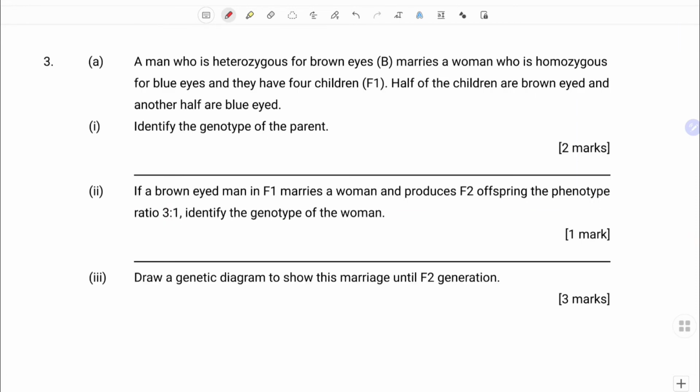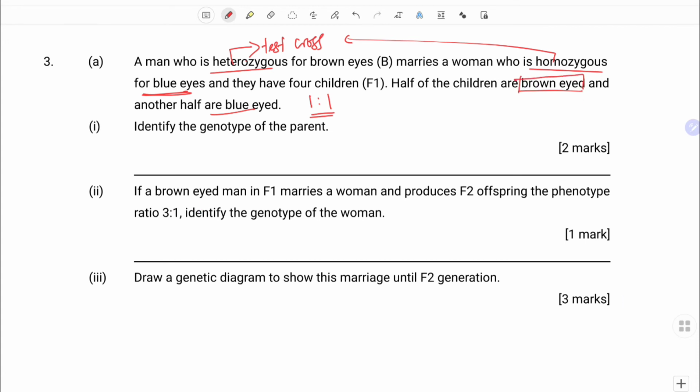Okay, next question. A man who is heterozygous untuk brown eye marries a woman who is homozygous. So every time awak nampak apabila ada crossing di mana hetero darab dengan homozygous untuk recessive, itu merujuk kepada test cross. So buktinya dia kata anak dia, F1 dia, separuh adalah brown, separuh adalah blue, iaitu ratio dia 1:1. So ini bukti bahawa monohybrid test cross kita akan dapat nisbah 1:1, iaitu separuh dia ikut dominant, separuh lagi adalah recessive punya phenotype.